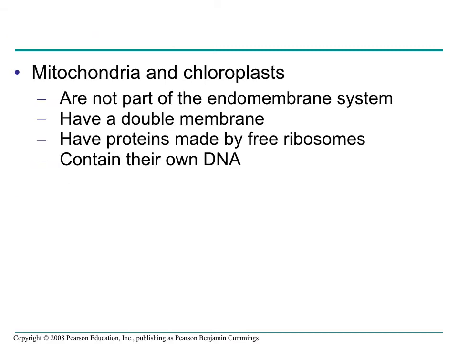The mitochondria and the chloroplast are not part of the endomembrane system. They have a double membrane and have proteins made by free ribosomes. They also contain their own DNA.